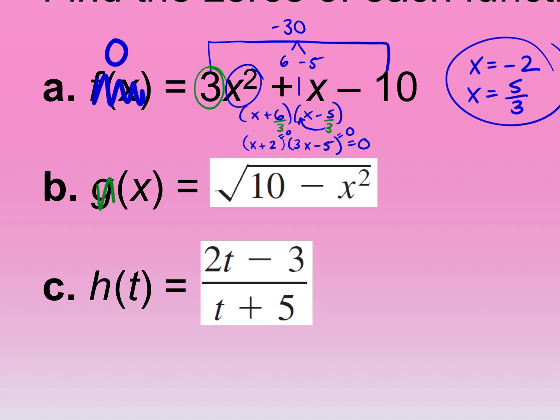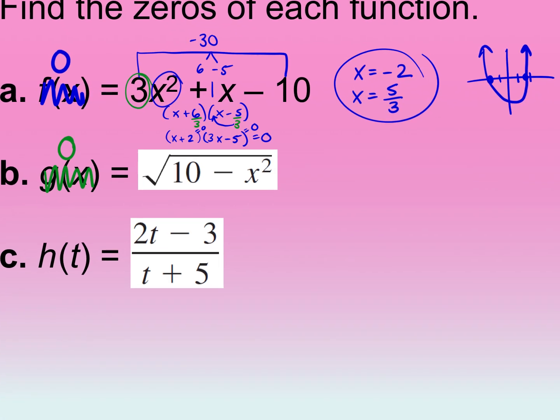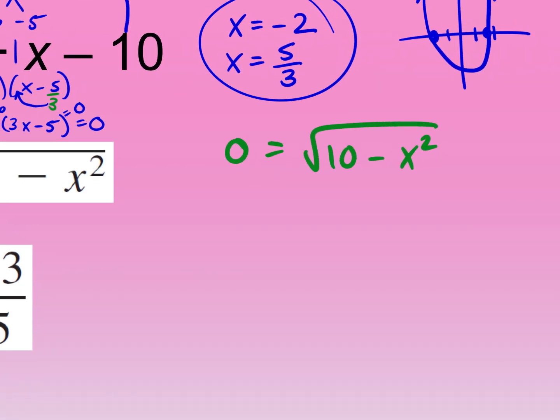Let's do B. So to find the zeros, we're going to make g of x 0. We changed the y to be 0. So 0 equals the square root of 10 minus x squared. How would we solve? What's the first step? Square both sides. So 0 squared would be 0 equals 10 minus x squared.